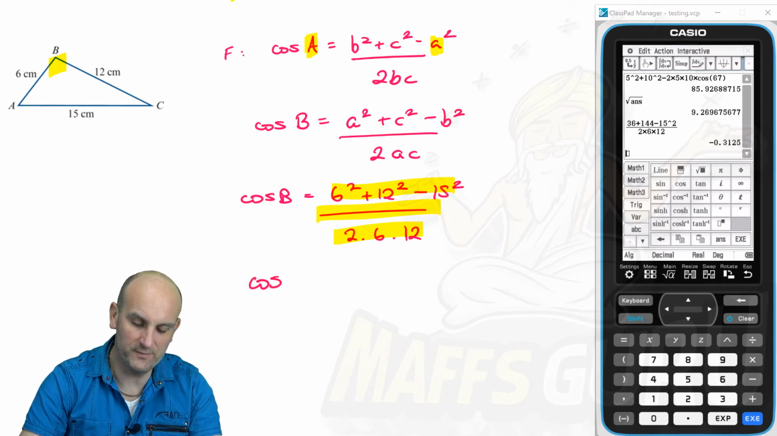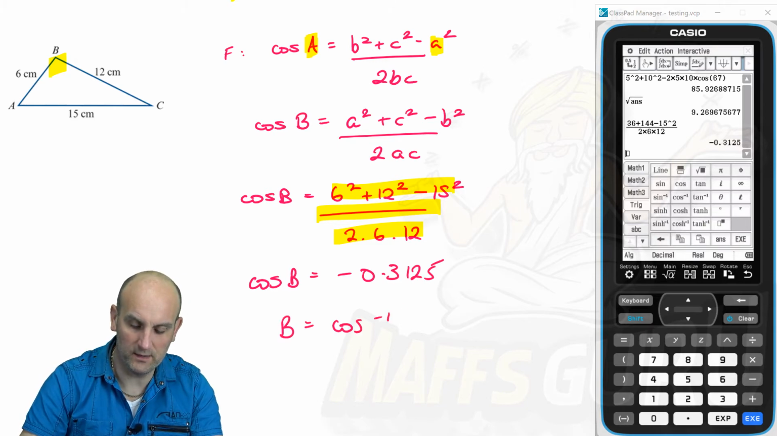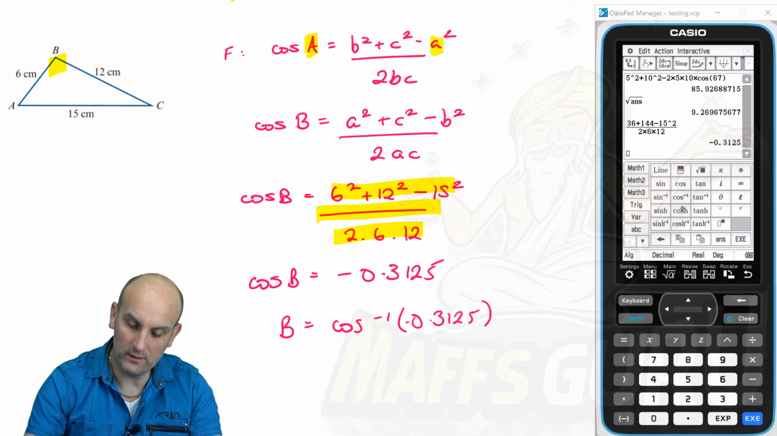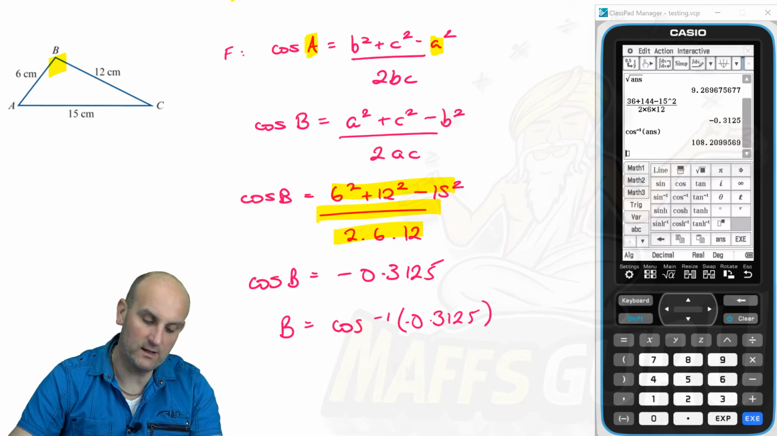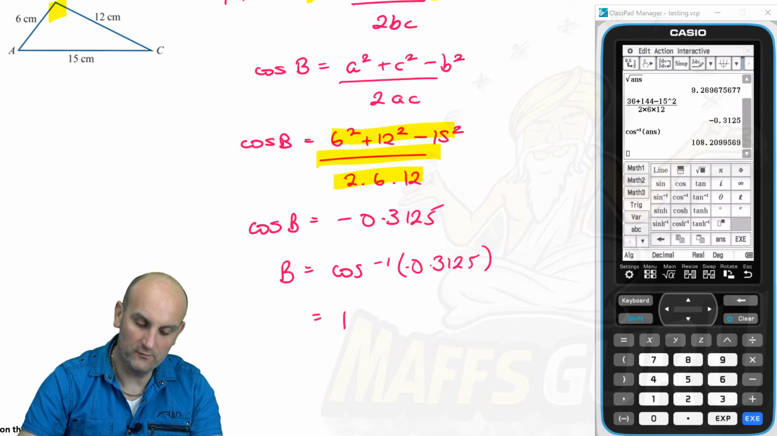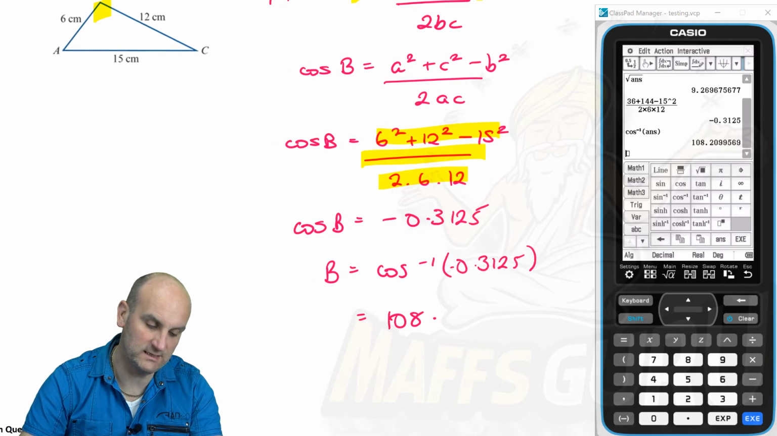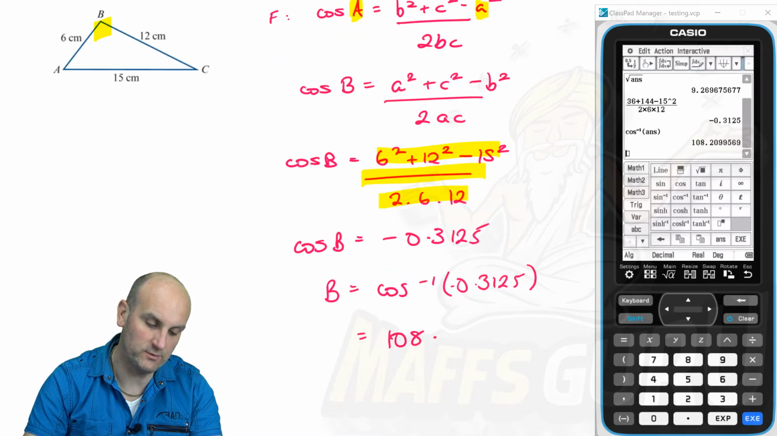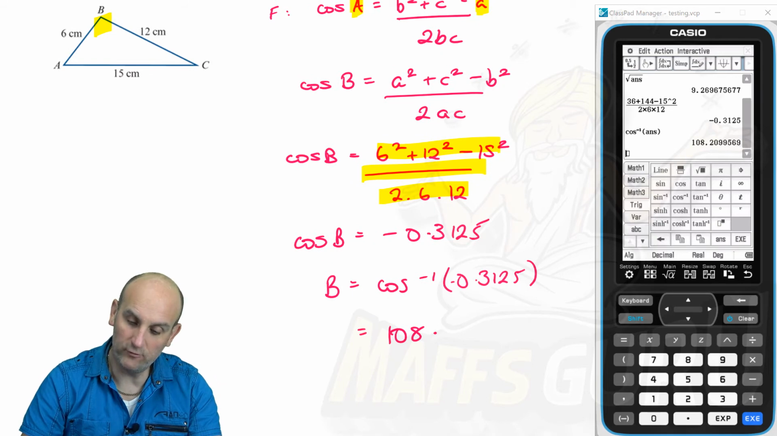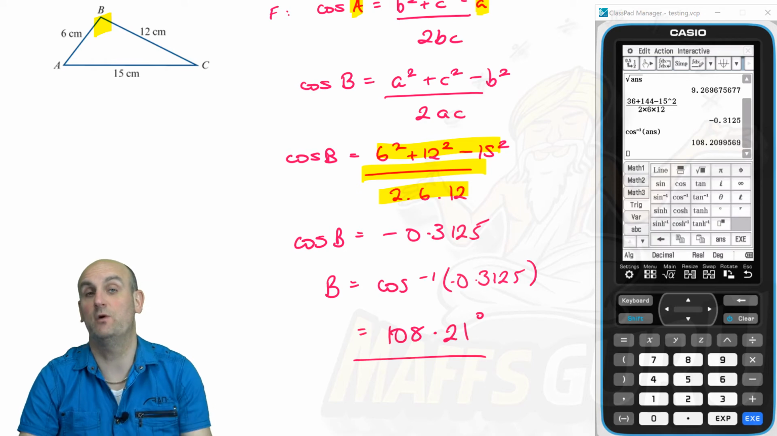So cosine of B is equal to minus 0.3125. How am I going to get B? I do the cos to the minus 1 of that answer, which is minus 0.3125. And so I'm going to go cos to the minus 1, please, of my answer, close my brackets, hit enter, and out comes the stunning value of 108 point. Did it give me a degree of accuracy? Can't remember. 2 decimal places. So 108.21, and in this situation, degrees, because we were trying to find an angle.